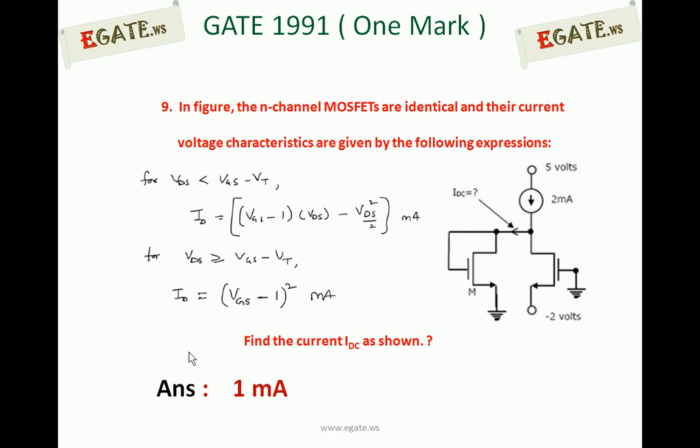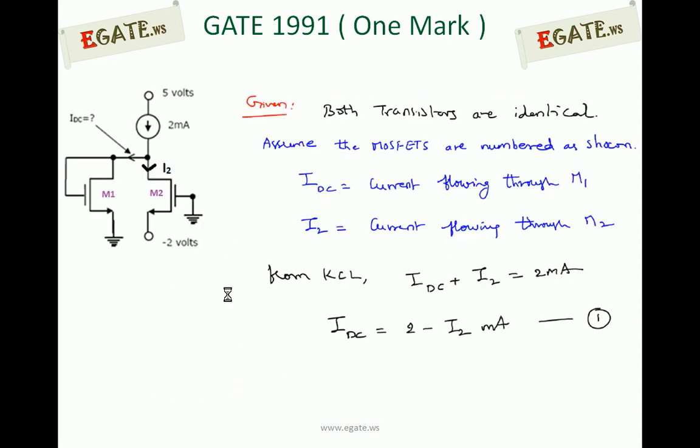So simply we need to find out which region the transistor is in. Accordingly you must use the appropriate current equation to get the value. Okay, now we will see how to solve this one. Given both the transistors are identical, assume they are numbered like this: M1 is the left hand side transistor, M2 is the right hand side transistor as indicated.